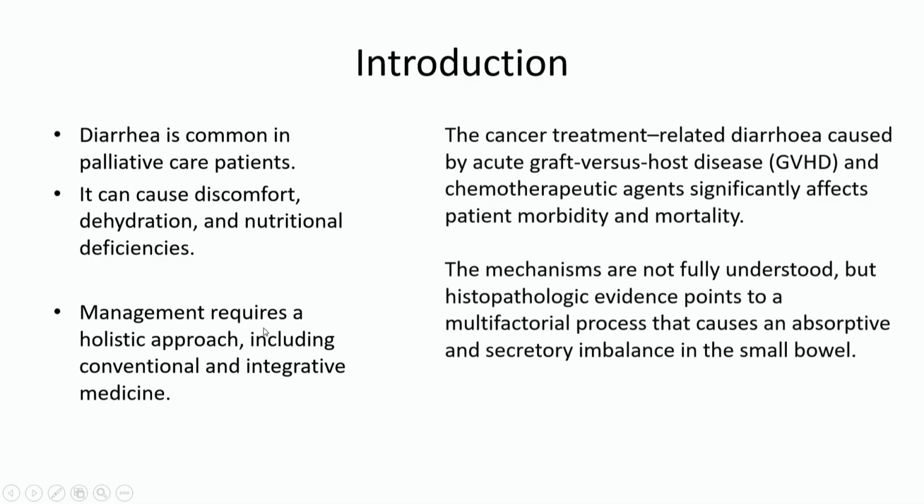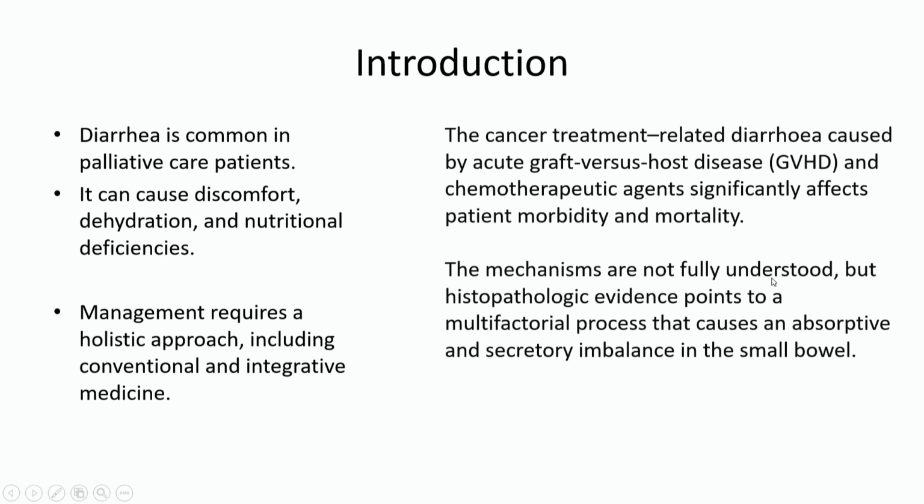The management requires a holistic approach, including conventional and integrative medicine. In cancer treatment, related diarrhea caused by acute graft versus host disease, GVHD, and chemotherapeutic agents significantly affects patient morbidity and mortality. If this diarrhea continues, the patient's life expectancy will reduce. He will die earlier than expected and with more discomfort also. So our goal of giving comfort is completely lost. So we have to manage diarrhea as early as possible.